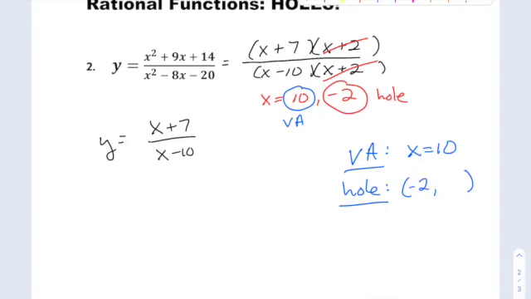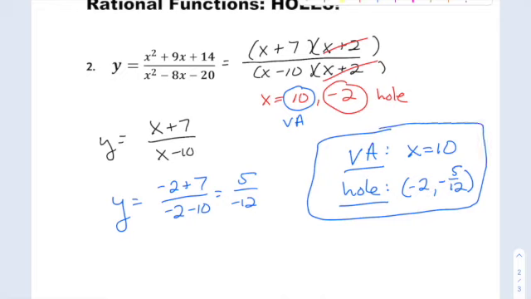You have to find that y value, and to get it, you just plug the x value of negative 2 into the reduced function. So negative 2 plus 7 over negative 2 minus 10. That's going to give you 5 over negative 12, or negative 5/12. And there we go, two places where the graph is undefined. A hole is what's called a removable discontinuity because we're able to remove it. And a vertical asymptote is called non-removable because we couldn't remove it.